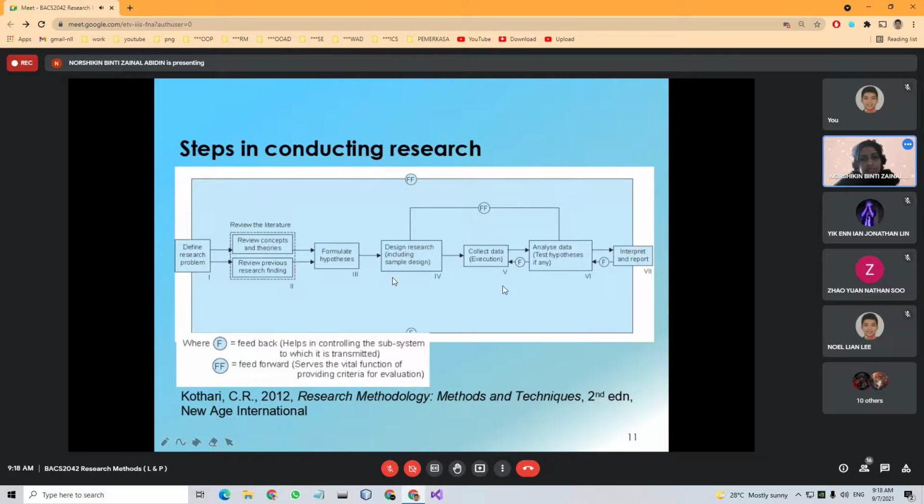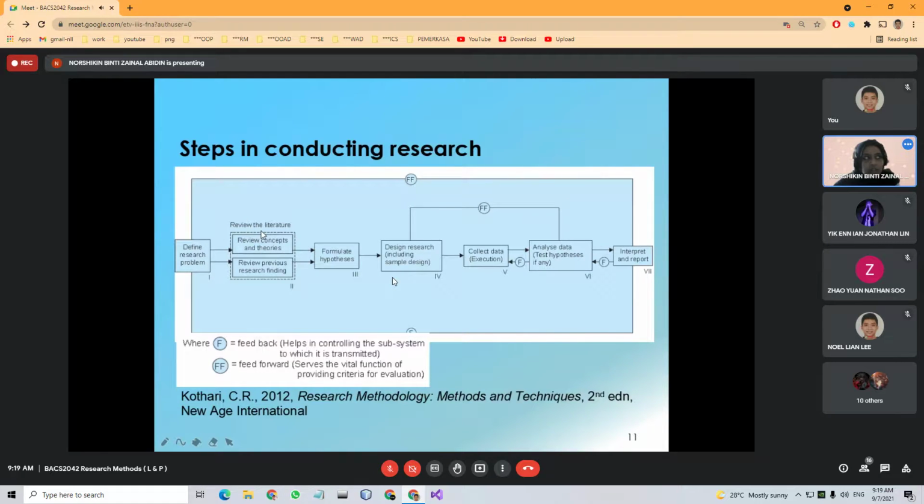So first, like I said, 1, 2, 3, 4, 5. Basically, the first one is you define your research problem, or you need to understand why you want to conduct the research. What is your research? What is the problem? And then after you have identified your problem, you need to do LR before you do the hypothesis. Like the explanation just now, before you do your hypothesis, you need to conduct LR.